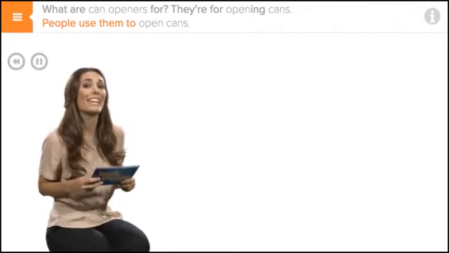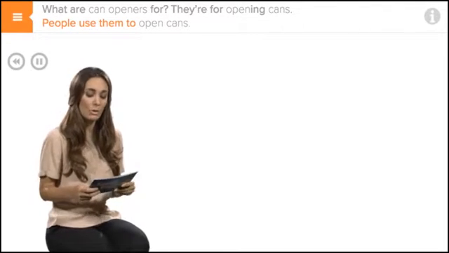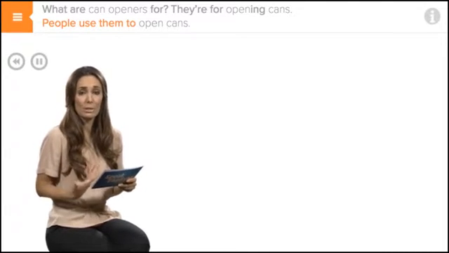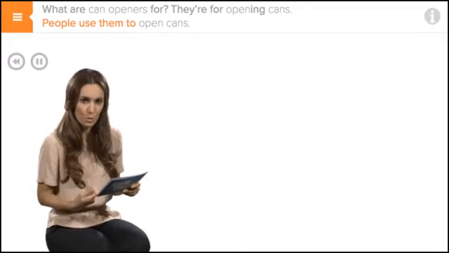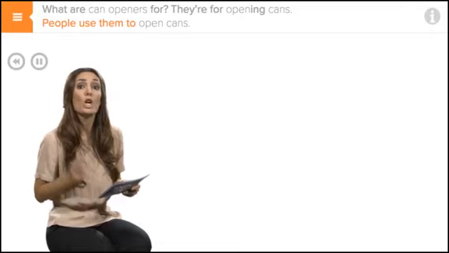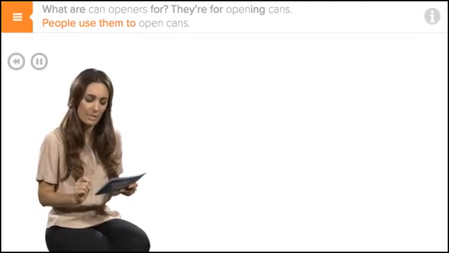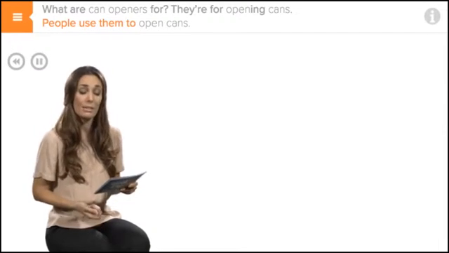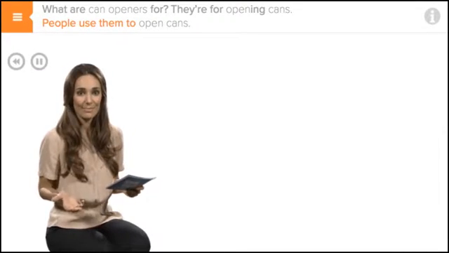Cuando hablamos del propósito que nos lleva a hacer algo, usamos la estructura sujeto más verbo más posibles complementos más infinitivo con to. Al afirmar people use can openers to open cans, indicamos el fin con el que la gente usa los abrelatas, que es para abrir latas.